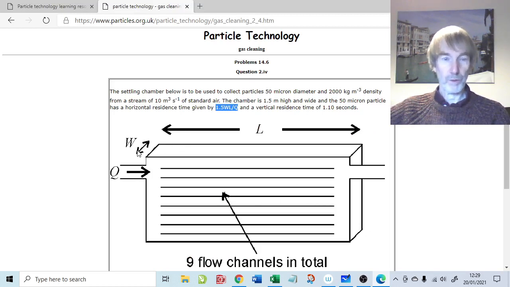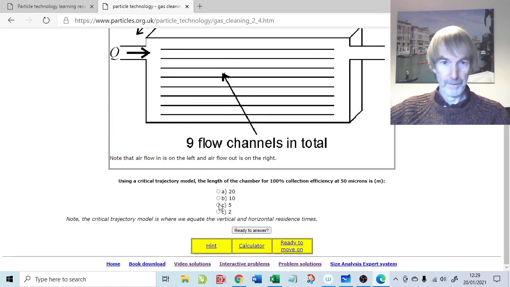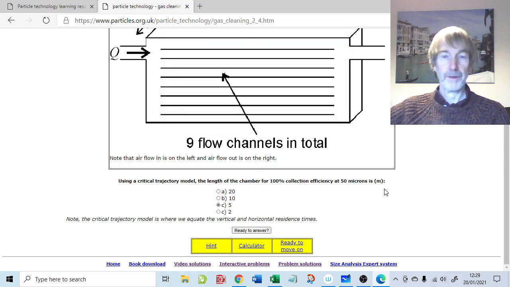So we've got a 1.5 meter high, 5 meter long settling chamber. Let's just check that that's the correct answer. Ready to answer? It's correct. Okay, job done. But is it?